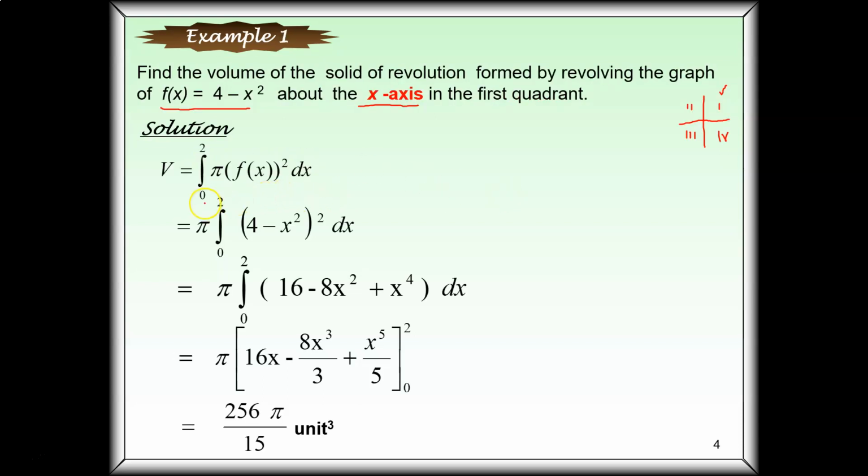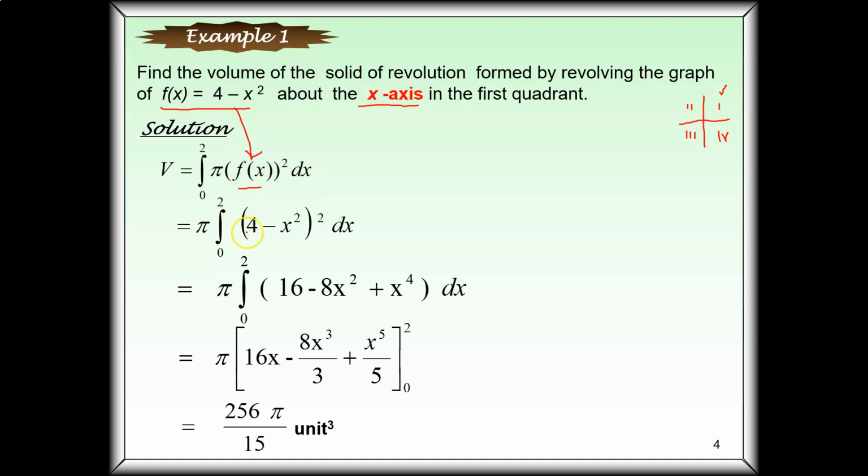So how do I know it starts from 0 and 2 over here? You're going to check from this function. When you key this into the calculator, using the quadratic equation, you will get 0 and 2. So that will be your definite integral. So the graph will start from 0 to 2, pi f(x) squared dx. The function f(x) over here will be this function.